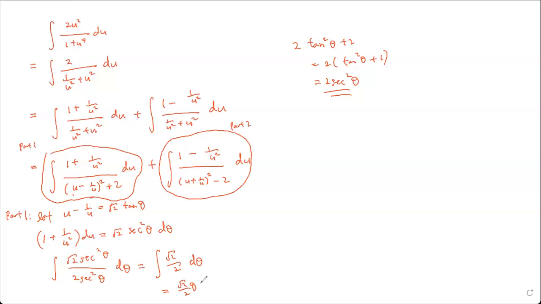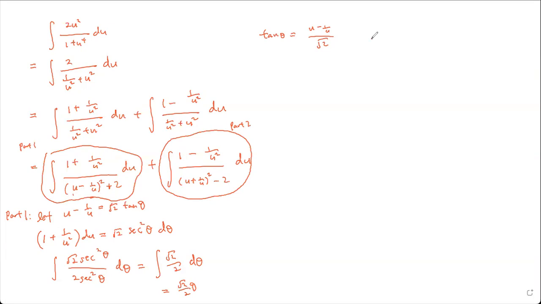Maybe I'll just substitute the theta, because ultimately you want our answer to be in terms of u. So let me deal with that first. I'm going to erase some stuff, more space. How do I replace the theta with u? Tangent theta is actually u minus 1 over u divided by root 2. So tangent theta is u minus 1 over u divided by root 2.